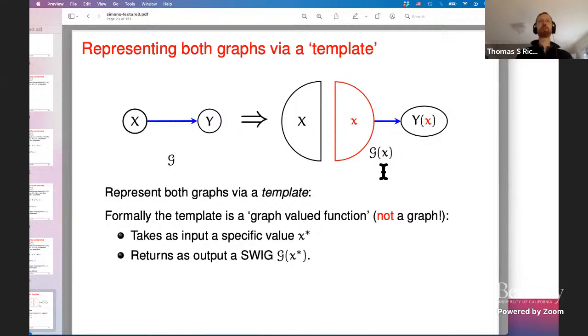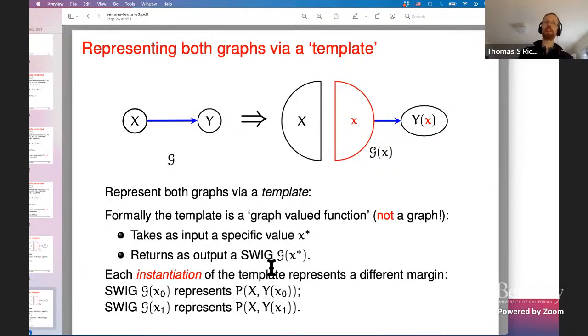So the idea is you come to me with a particular value of X you're interested in. I plug that in, and then this thing gives you out a graph representing the joint over X and the potential outcome Y of X set to that specific value. So each instantiation of the template is going to represent a different margin.